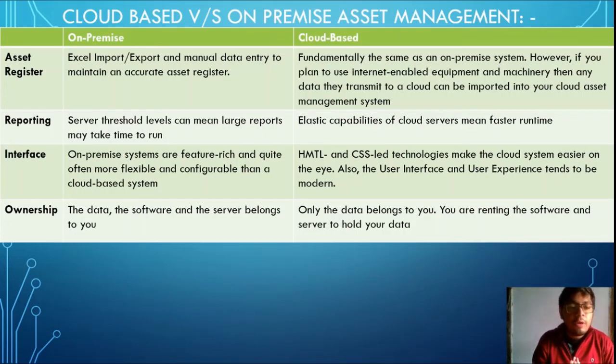Ownership. When we are talking about ownership, in on-premises the data, the software, and the server belong to you. In the cloud, only the data belongs to you. You are renting the software and servers to hold your data. So on-premises means all the hardware, software, and data are in our premises. But when we are talking about cloud-based, only the data belongs to us, because we are renting someone else's software and someone else's hardware. That's why we have to pay for this. So these are the basic comparisons between cloud-based and on-premises asset management.